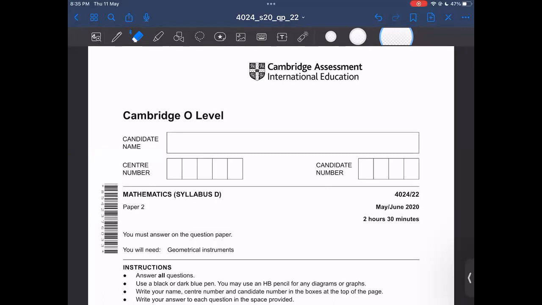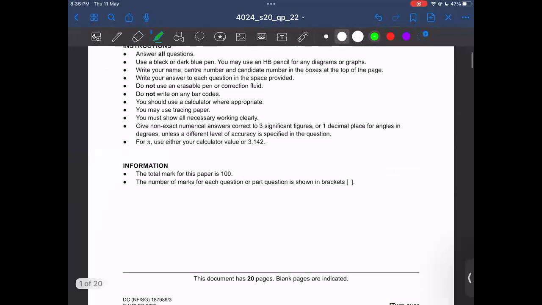In today's class, we are going to solve paper 2 of 4024, paper 2, variant 2, May-June 2020. The paper is of 2 hours 30 minutes and it is of 100 marks. Since it is a paper 2, calculators are allowed.